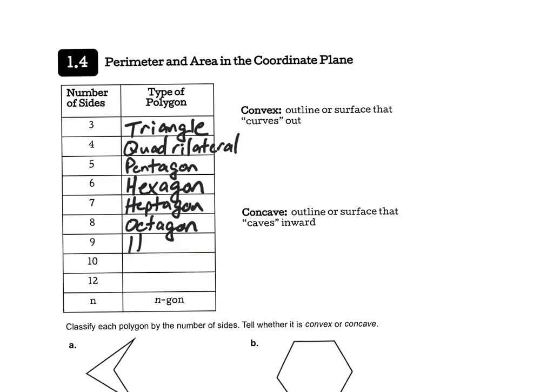Nine is a nonagon. Ten is a decagon. A decade is ten years, so the prefix dec means ten. Twelve is a dodecagon.